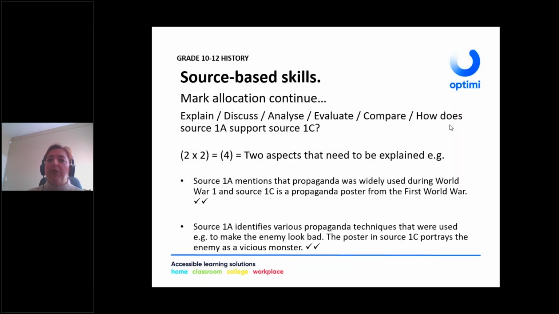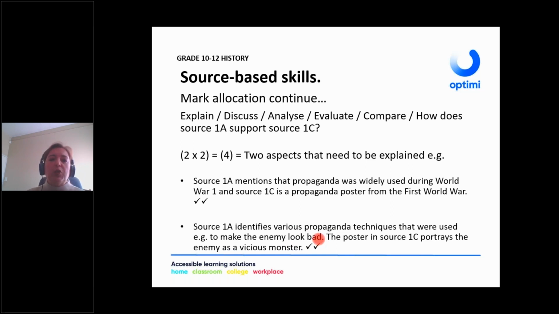Then a very important mark allocation in the longer type questions is the 2 times 2 equals 4. And this is where a lot of you actually throw away marks. So please pay attention to this one. It's 2 aspects that need to be explained. Sometimes what you do is you make these 2 bullet points and you actually write one thing in both bullet points and you only get 2 marks. Make sure that there are 2 different things in these bullet points, especially when it comes to comparing sources.